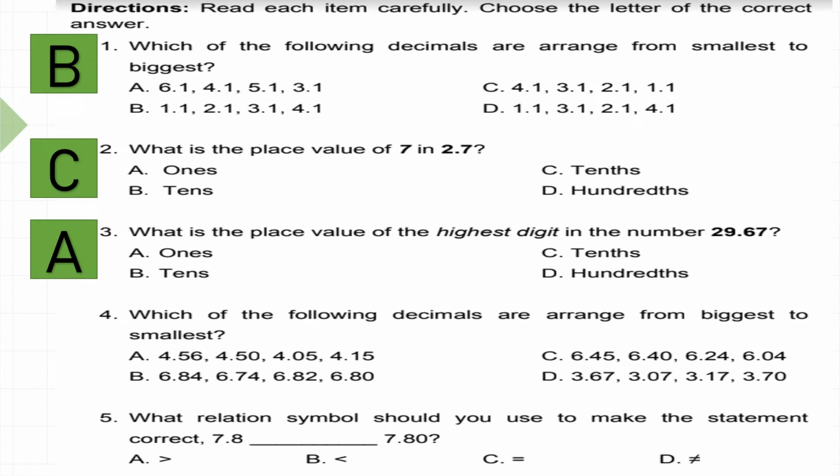Okay? Number 4. Which of the following decimals are arranged from biggest to smallest? Okay? Which one? A, B, C, or D?